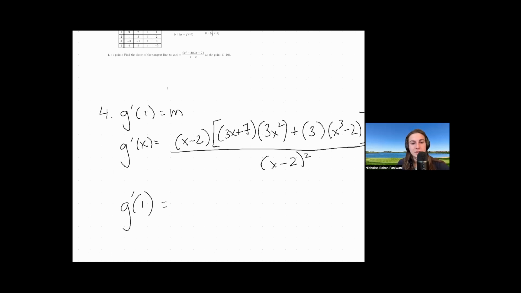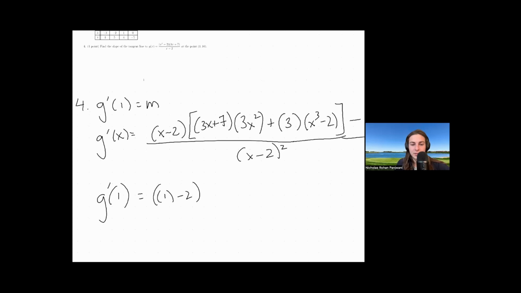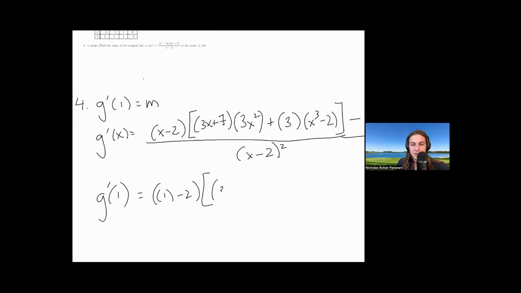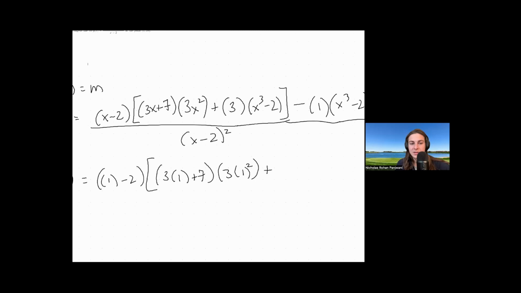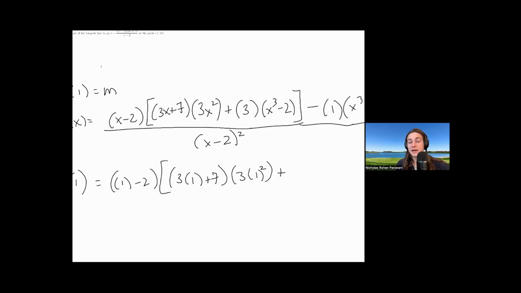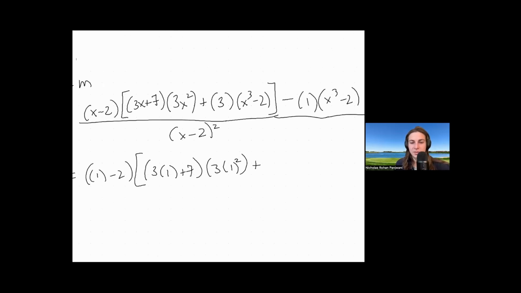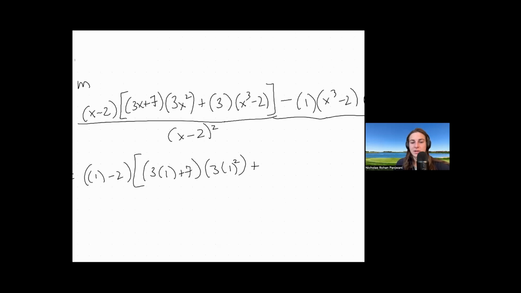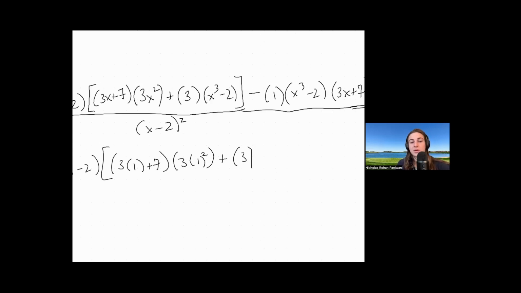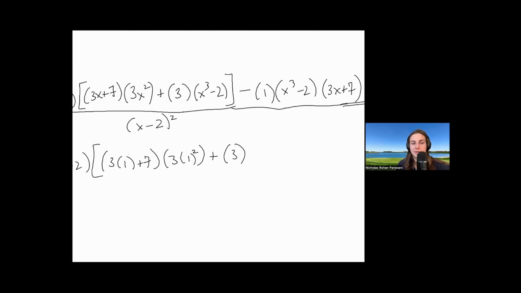Just going to straight plug and chug, as they say. So 1 minus 2, 3 times 1 plus 7 times 3 times 1 squared. So you can see I like to put parentheses whenever I'm plugging in a value for x or y for that matter. Just so when I go back and check, I have clear evidence of what I'm plugging in where. Especially when the numbers are not so straightforward as 1. If we were doing x equals 3, there'd be a lot of 3's everywhere. So it's just nice to differentiate.